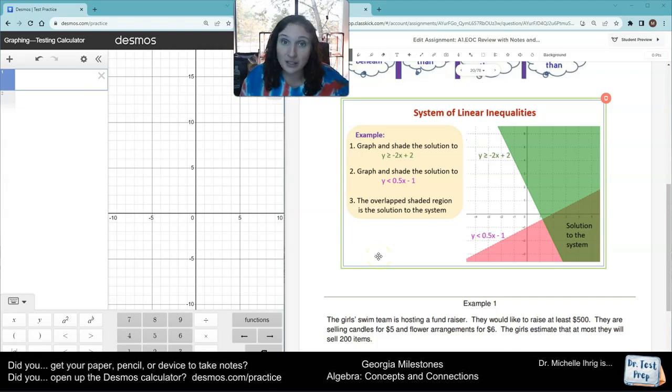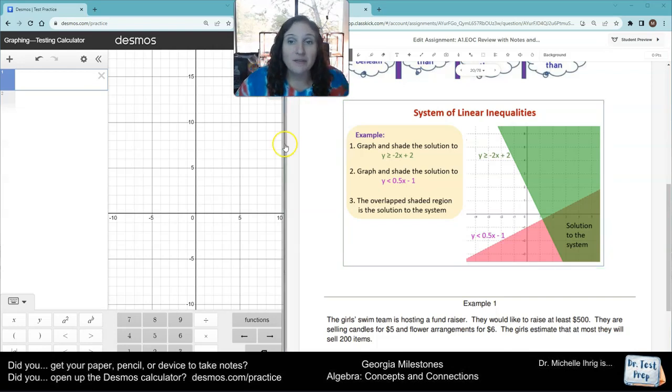Unlike systems of linear equations, where the systems cross, that's the answer, with inequalities, there's almost unlimited answers. And so we have to pay attention to two things. One of the things we have to pay attention to is the shading. So if it's shaded, shaded is yes. That's the correct answer. If it's unshaded, that's going to be no, not the right answer.